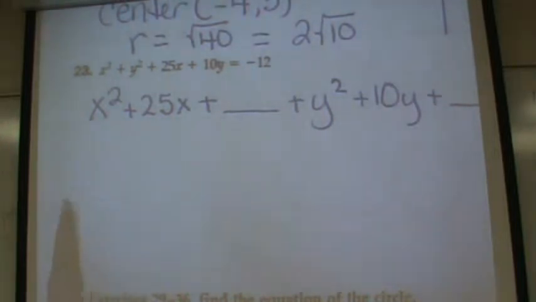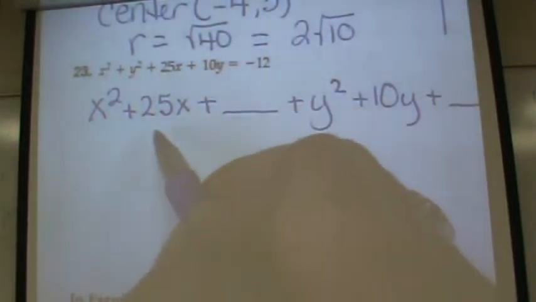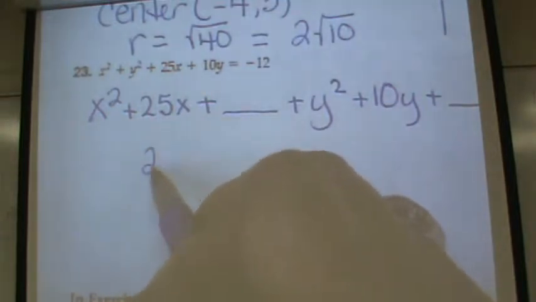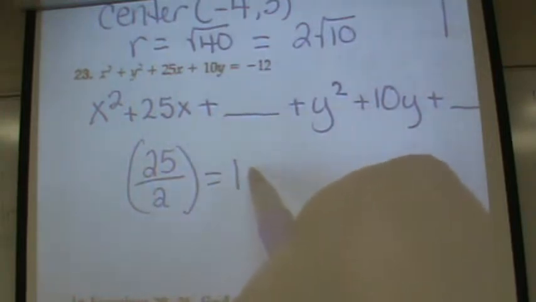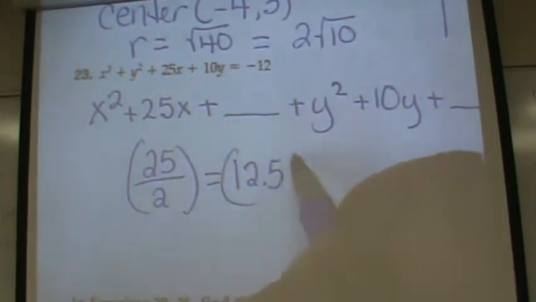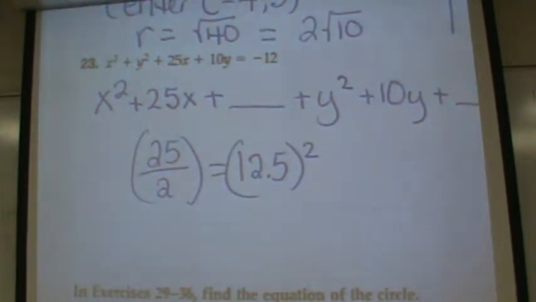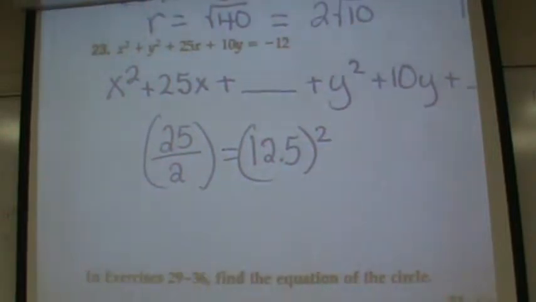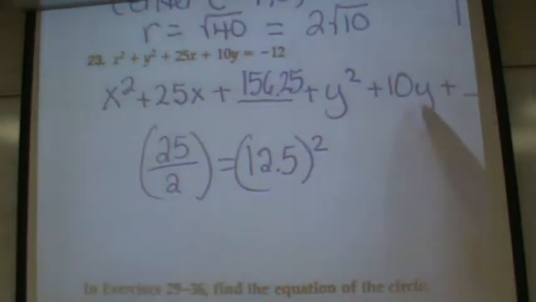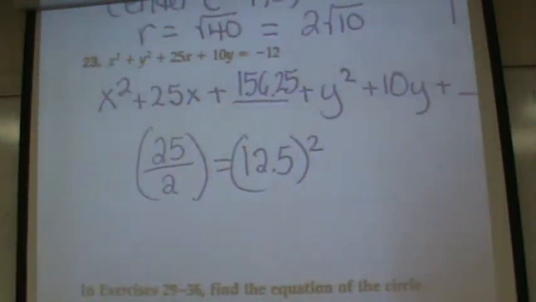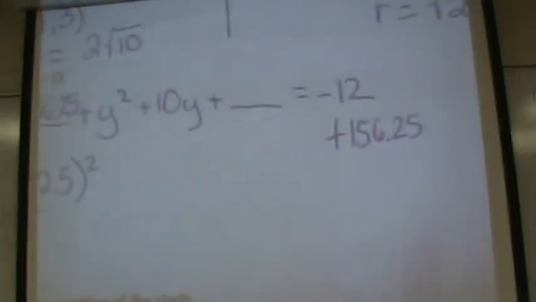What's half of 25? 12 and a half. And square it. What's 12.5 squared? 156.25. And then what's half, so we're gonna add. So sometimes they don't come out so perfect.